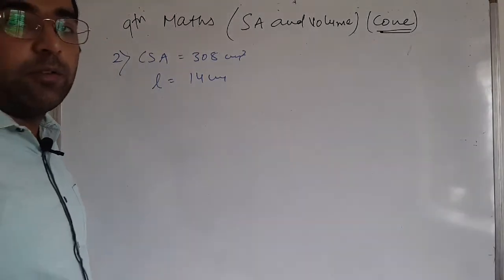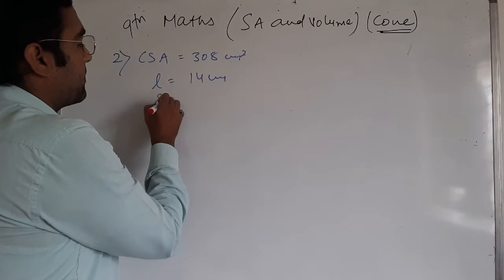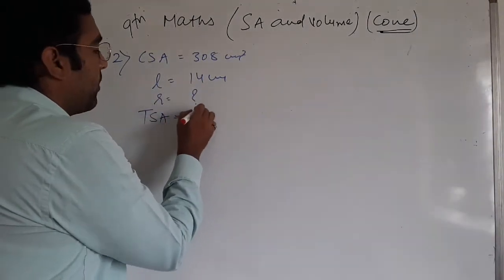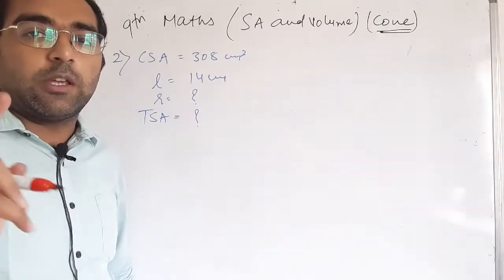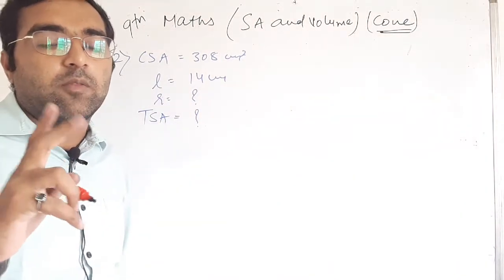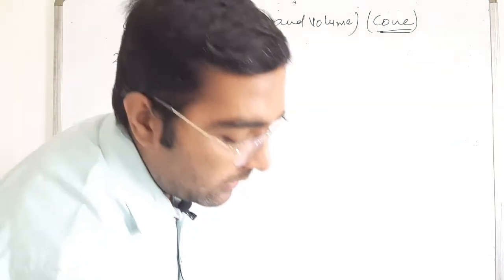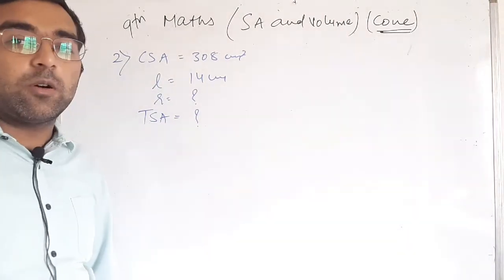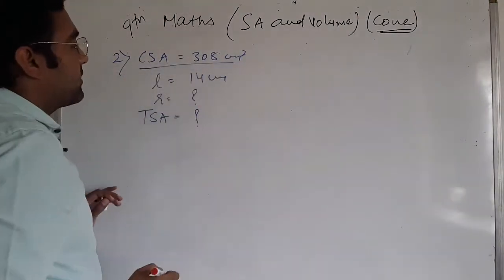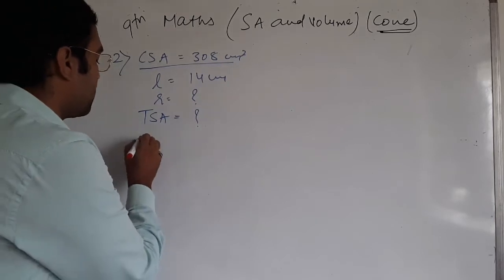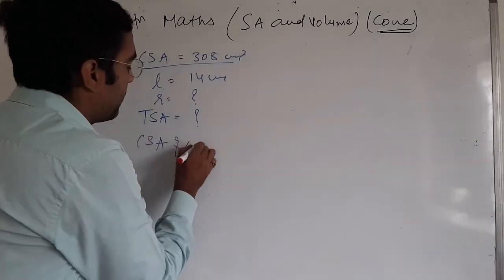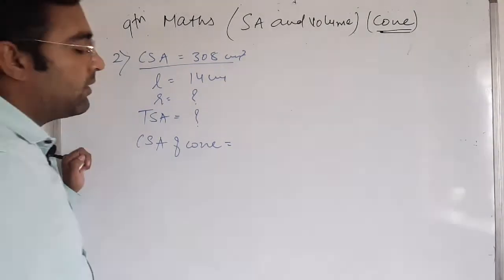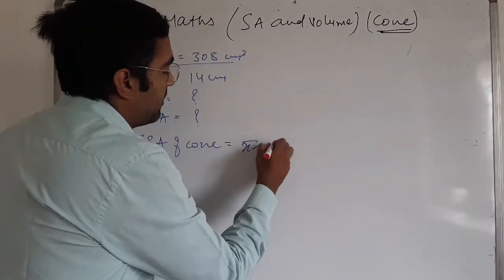In that they require two things: the radius of the cone and the total surface area of the cone. For that, first of all we have to find the radius of the cone. The curved surface area of the cone is given, and using it we find the radius, that is, pi r l.